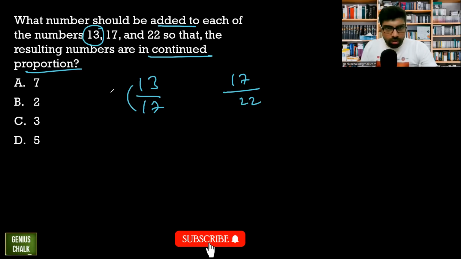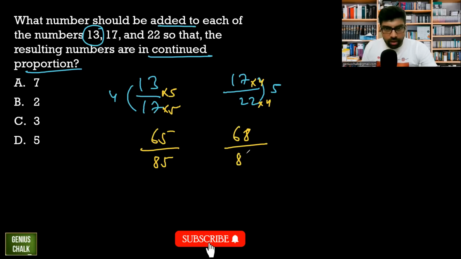So what is the difference? 4. What is the difference here? 5. Now cross multiply: this to be multiplied by 5 and this to be multiplied by 4. So what are we getting? We are getting 65, then 85, we are getting 68, and we are getting 88. So either compare the denominators or compare the numerators. Let's compare numerators.